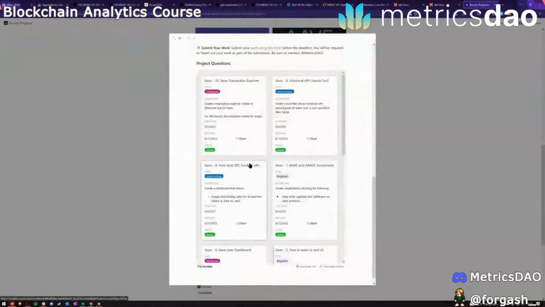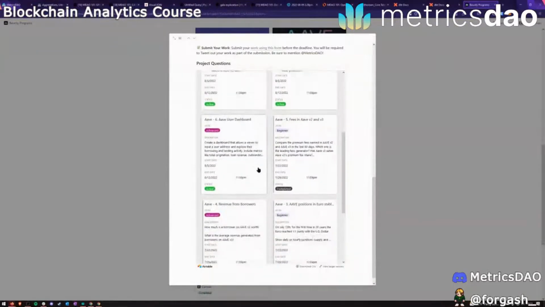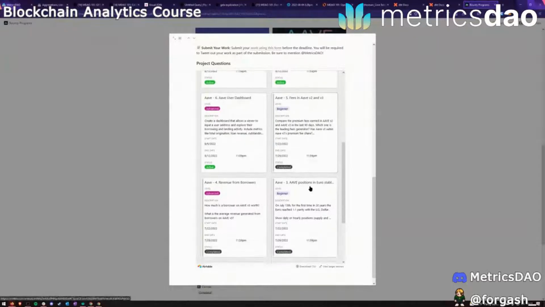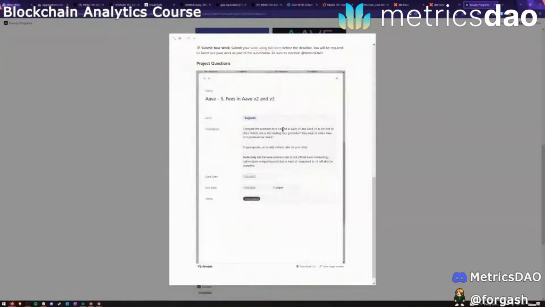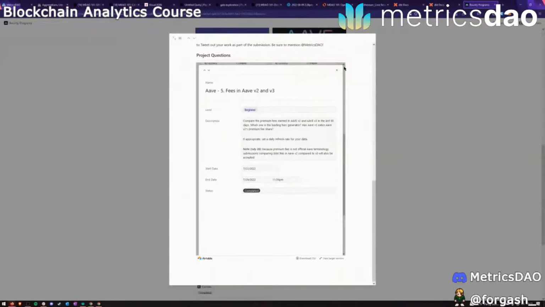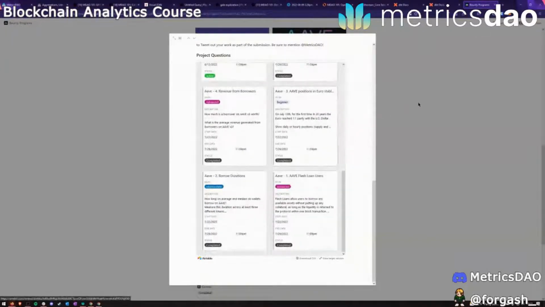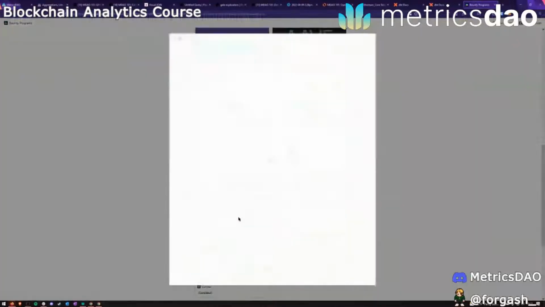So for me, I always found a great way to learn was to actually look at work that people had done. In the beginner level, I was looking at beginner ones. So like, all right, if someone's looking at fees in Aave V2 versus V3, that's interesting to me, and I can go try that with some of the tables. But if I get stuck, it's a completed bounty. That's work I can go find and use someone for inspiration.